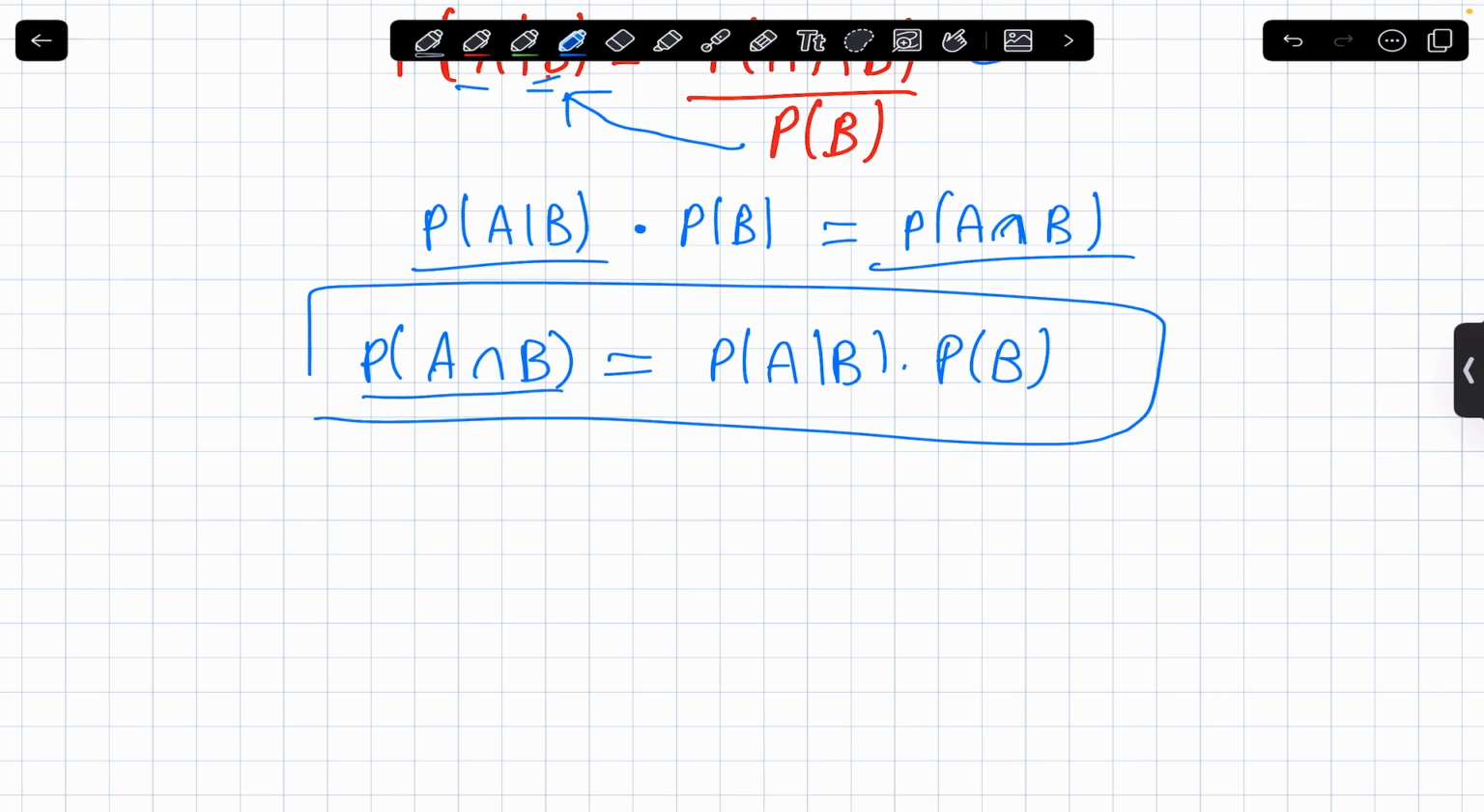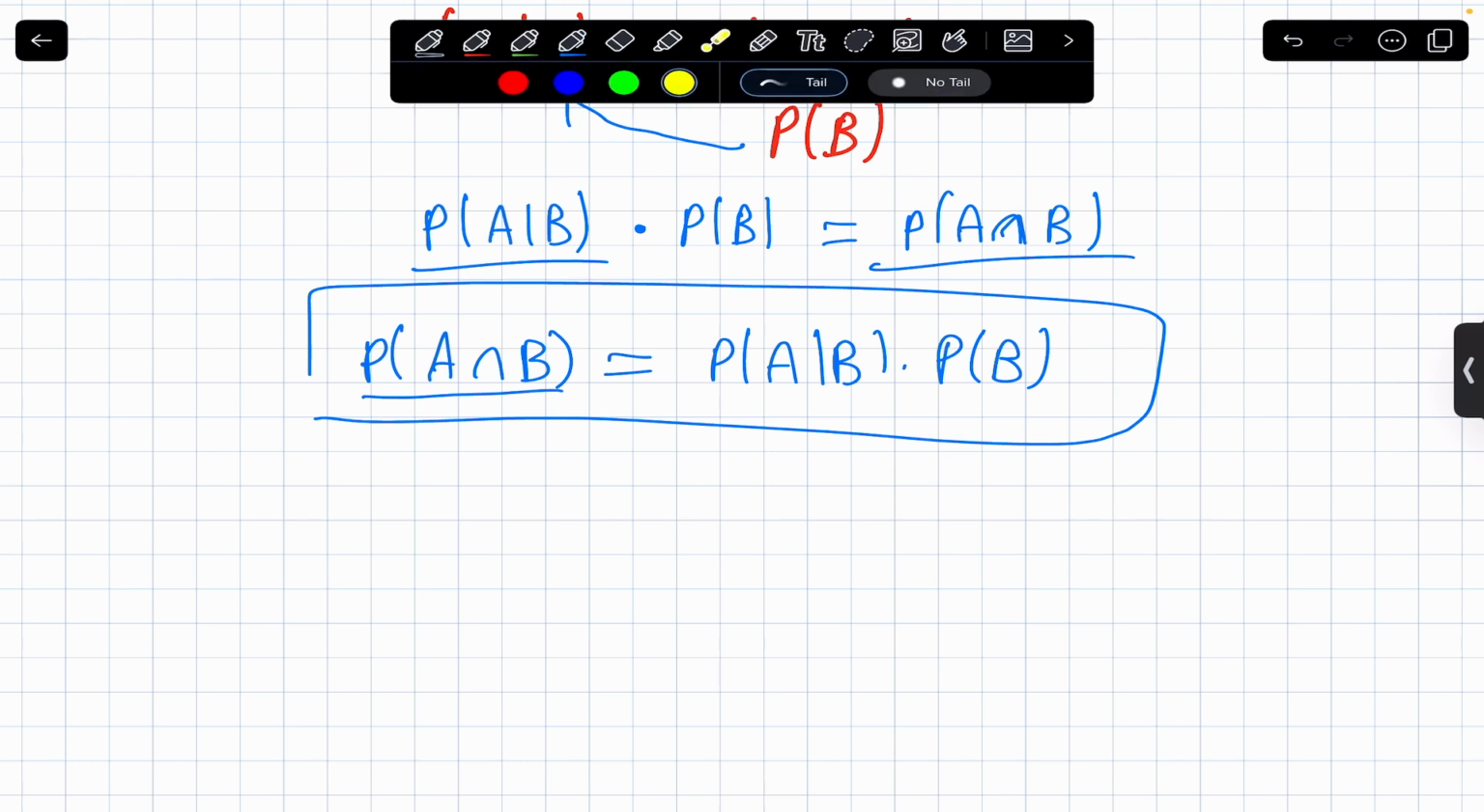Okay. There would be some cases where we will be given the conditional probability and the probability of an event, and we will have to find the probability of intersection of event A and event B. So let's see it by an example.